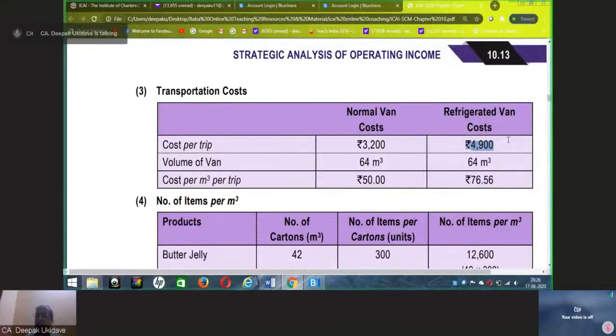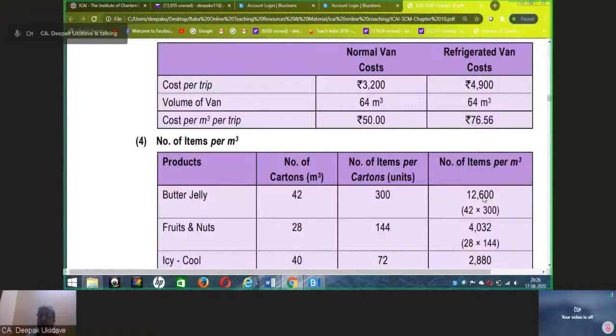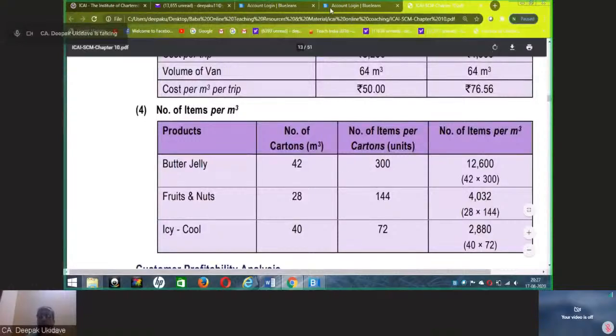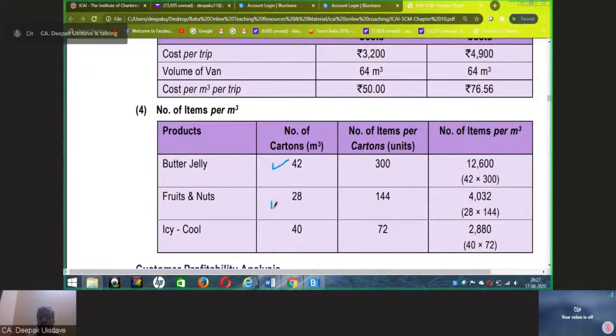So very simple. Again, second table we will prepare. Here cost per metric ton, second table. Number of items are given. You can see this. Where you can calculate number of items. Number of cartons given are 42 and number of items per carton is 300. So you multiply 42 by 300. See, all workings are given. Number of cartons are 42, 28 and 40. And each carton contains 300, 144, 72.